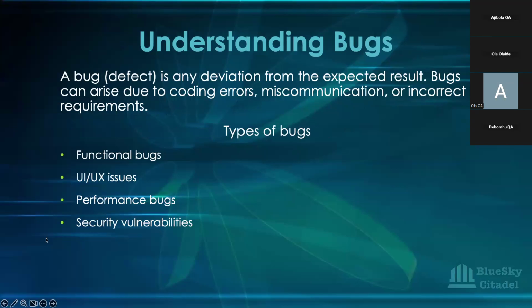So tonight we're going to be talking about bugs. So what are bugs? A bug, or defect, is a deviation from the expected result. A bug can arise due to coding error, miscommunication, or incorrect requirement. So let's start from the coding error. As humans, we do make mistakes. Developers are not above that, even if they test their code. Even if they test their code, that's why they still hire us to actually check their code.